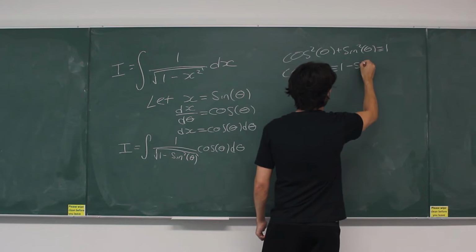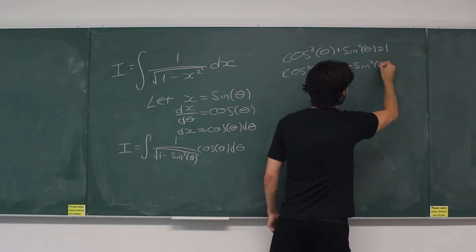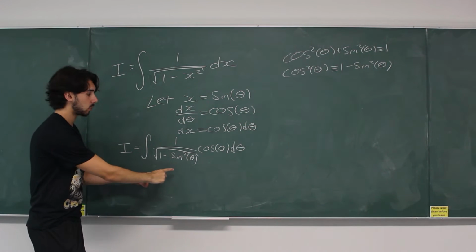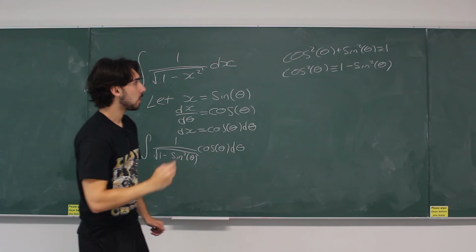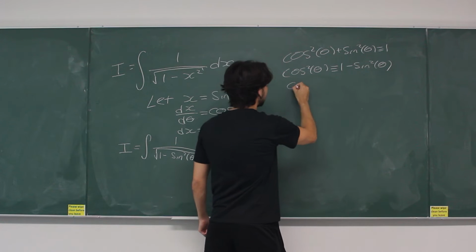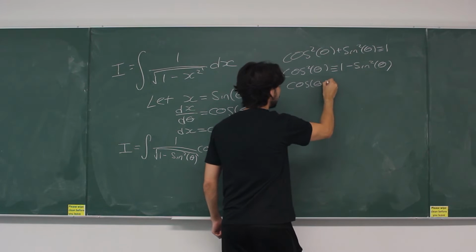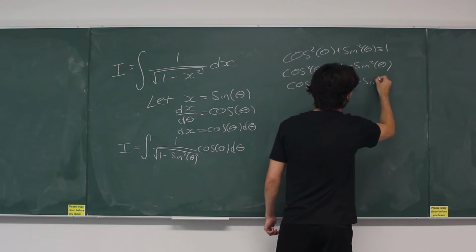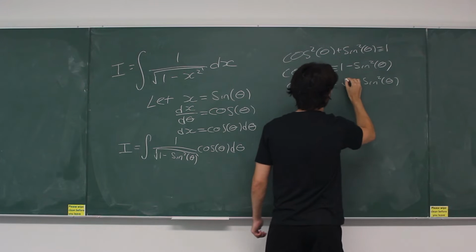So we have that cos squared is 1 minus sine squared. And the reason we've done that is because you see how we have a 1 minus sine squared right there. Okay. Then we're going to square root both sides to get cos on its own. So we have that cos is the square root of 1 minus sine squared.